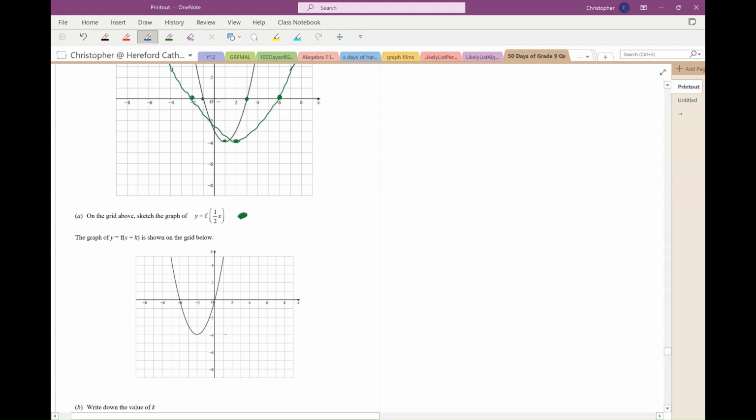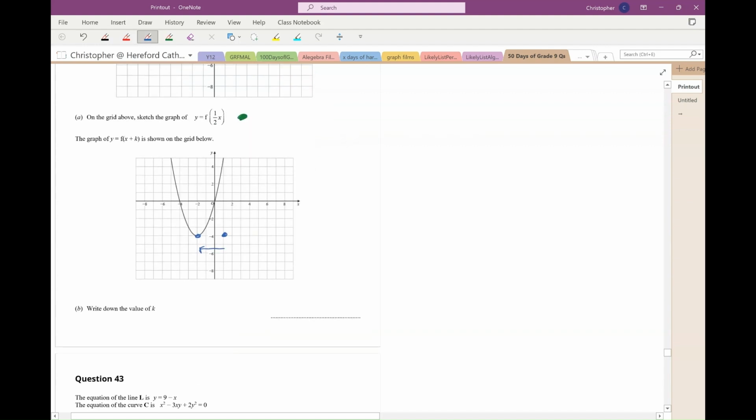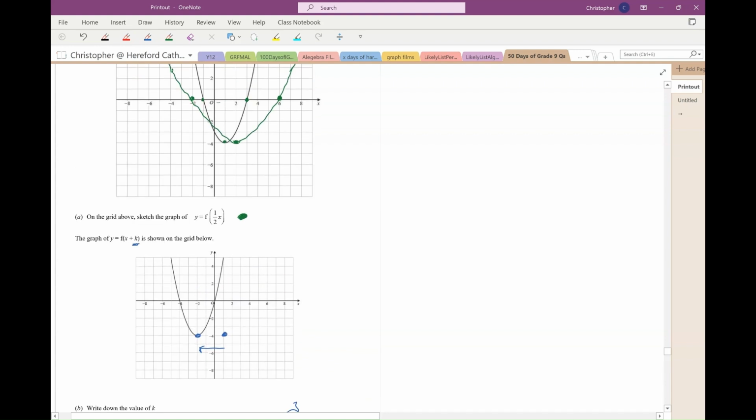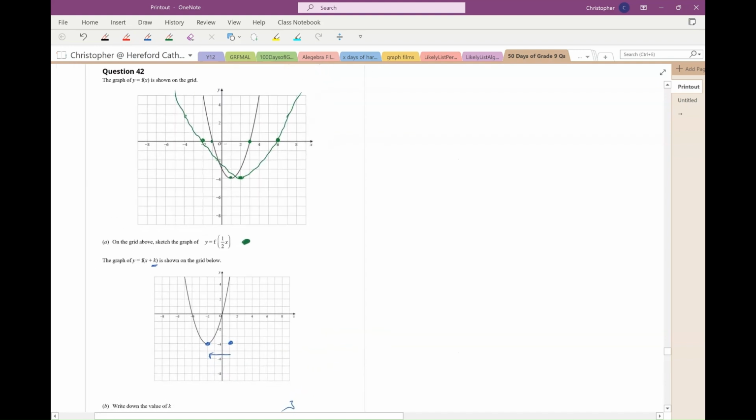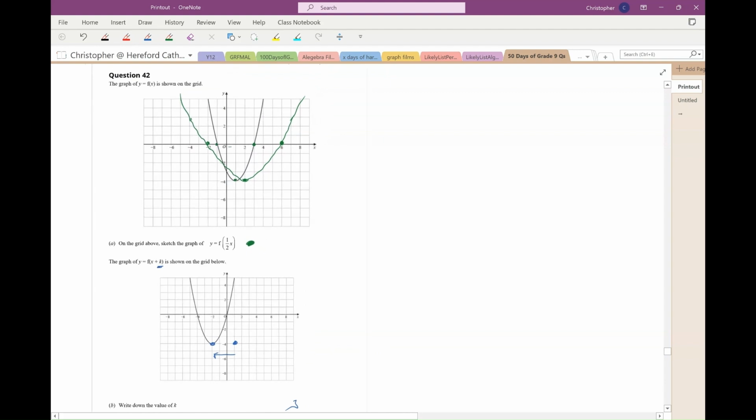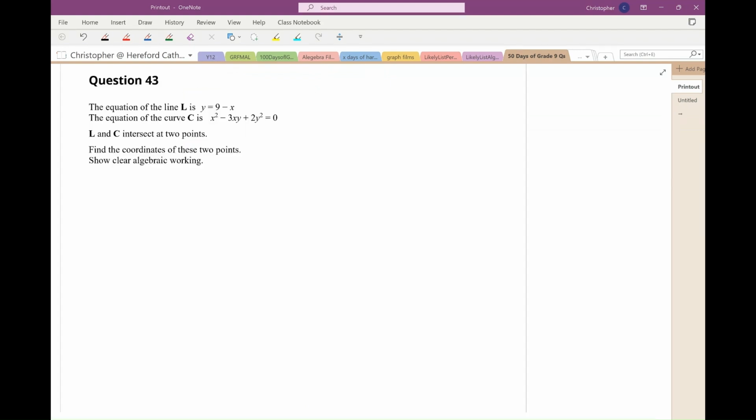The original had a minimum here, didn't it? And the minimum's moved 3 to the left. So you'd have thought it was minus 3, but you go the wrong way, so it's plus 3. So this k here is going to be a 3. So the value of k is 3. And that is question 42 complete.